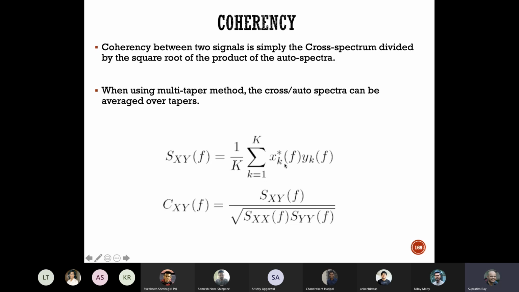X_k(f) is the Fourier transform of signal 1. Y_k(f) is the Fourier transform of the second signal. K here is the number of tapers. This is the multi-taper. If you don't want to think of multi-taper and you're doing just a Fourier transform, just make capital K equal to 1. So this summation goes away. You're just left with X star(f) Y(f). When X is equal to Y, this is the power spectrum of X, because X conjugate X is just the mod of X squared.